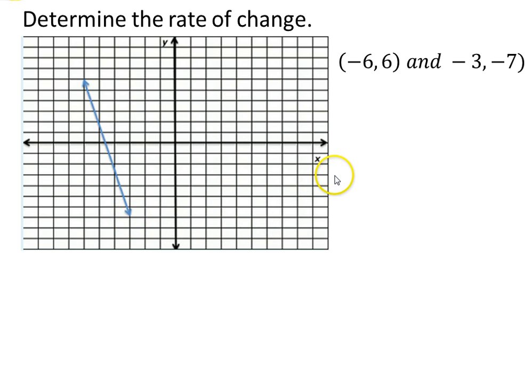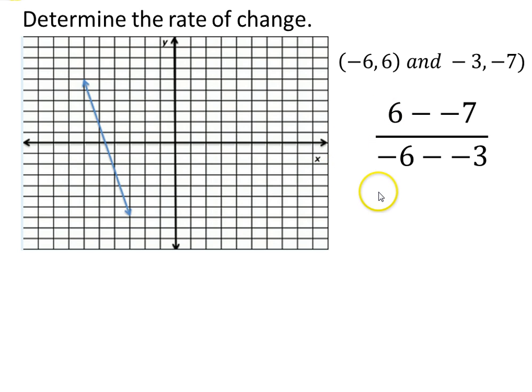And if we want to find the rate of change between these two points, we are going to use our slope formula, which is the difference of the y's divided by the difference of the x's. So I'm going to go 6 minus negative 7. Take the difference of the y's, this is a y value, this is a y value, and do 6 minus negative 7. That's what we have here. Divided by the difference of the x's, negative 6 minus negative 3. And then we do the arithmetic that we see.